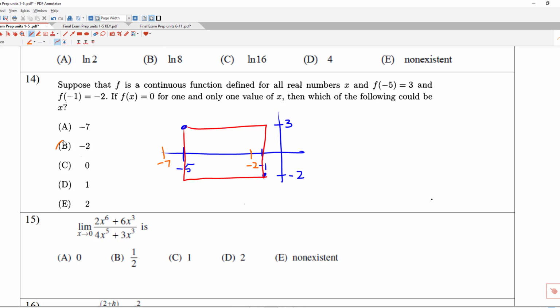That's in the red box. So that's the answer. 0 happens right here, not inside that red box. 1 happens right here, not inside that red box. And 2 happens right there, not inside that red box anywhere. So the correct answer here is B.